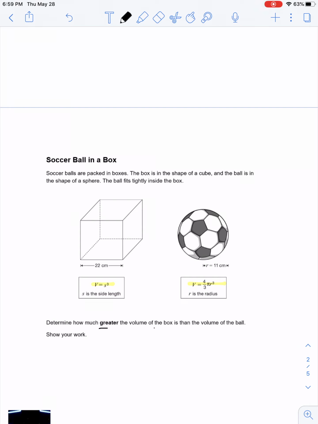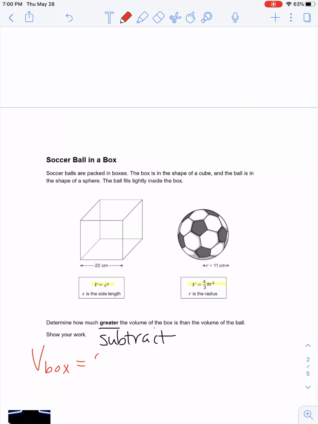We want to figure out how much greater the volume of the box is than the volume of the ball. The word greater means that we're going to compare the two volumes by subtracting. How much more space is there in the box than in the ball? So we're going to subtract. Let's start by calculating the volume of the box.